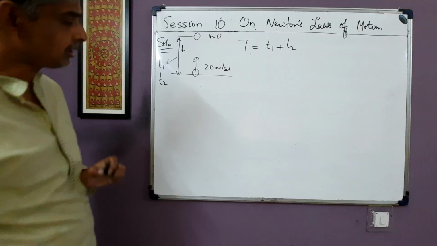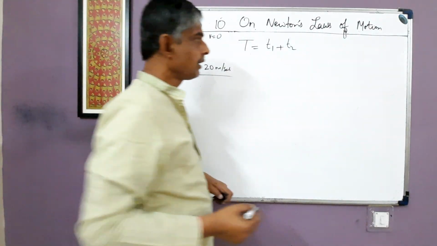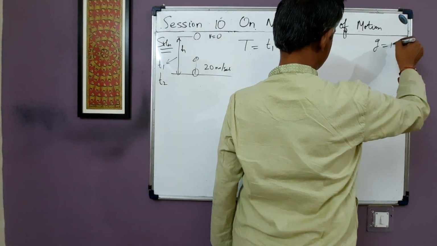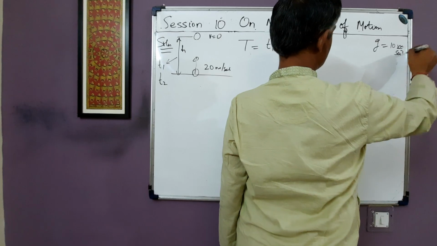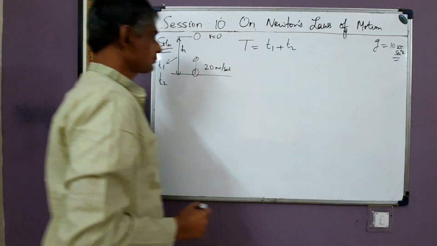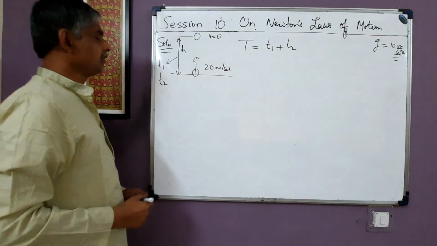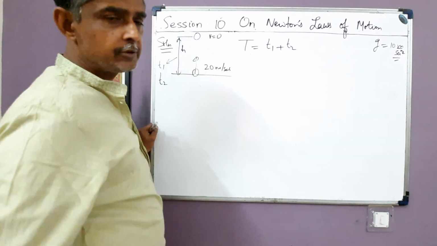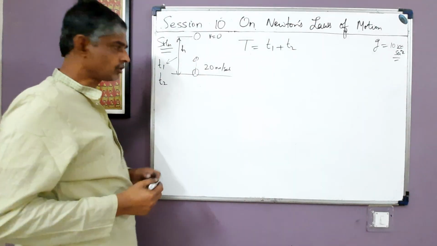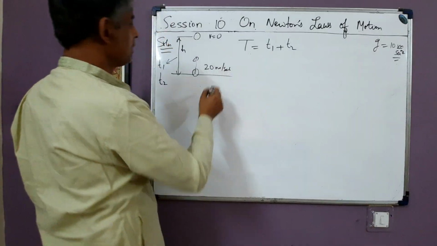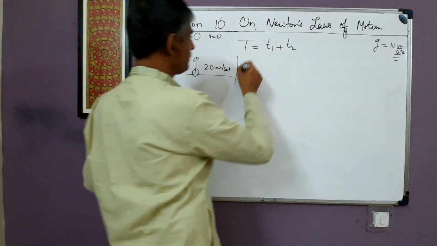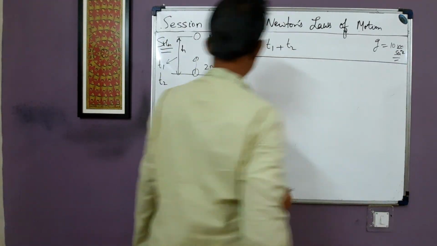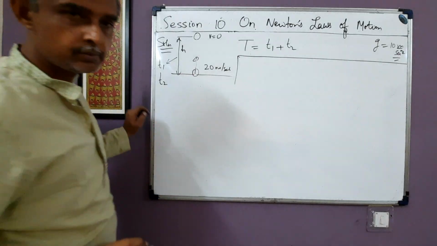Now the question is how to find t1 and t2, and g we have to take to be 10 meter per second square. So we set up Newton's second law equation of the block during its upward journey separately and during its downward journey separately. First I consider the upward journey of this block.